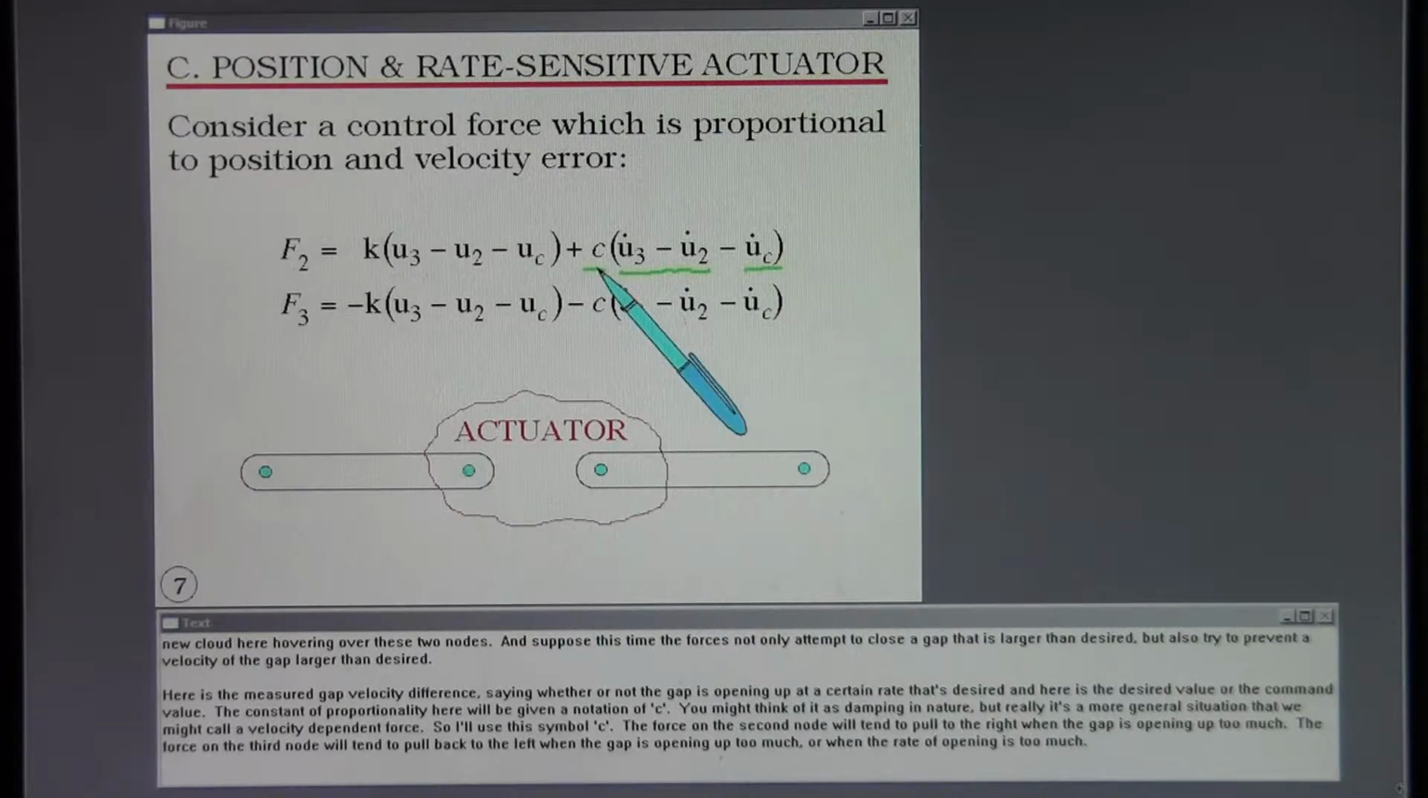The force on the second node will tend to pull to the right when the gap is opening up too much. The force on the third node will tend to pull back to the left when the gap is opening up too much, or when the rate of opening is too much.